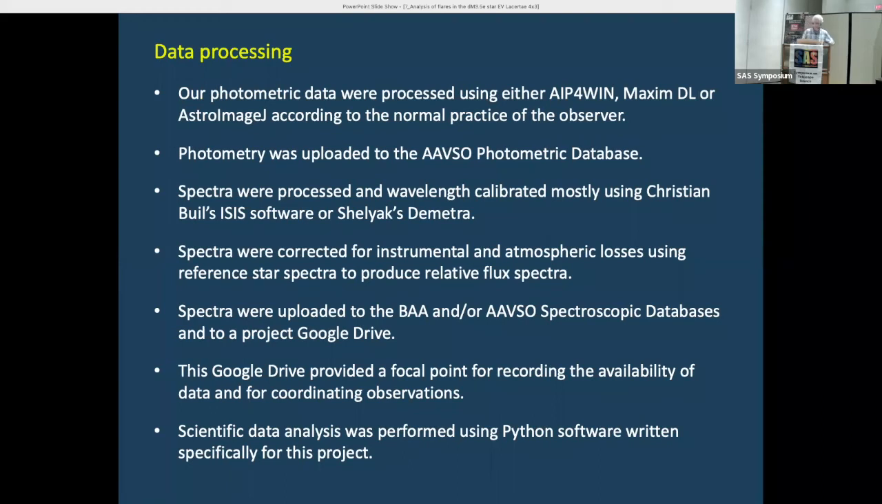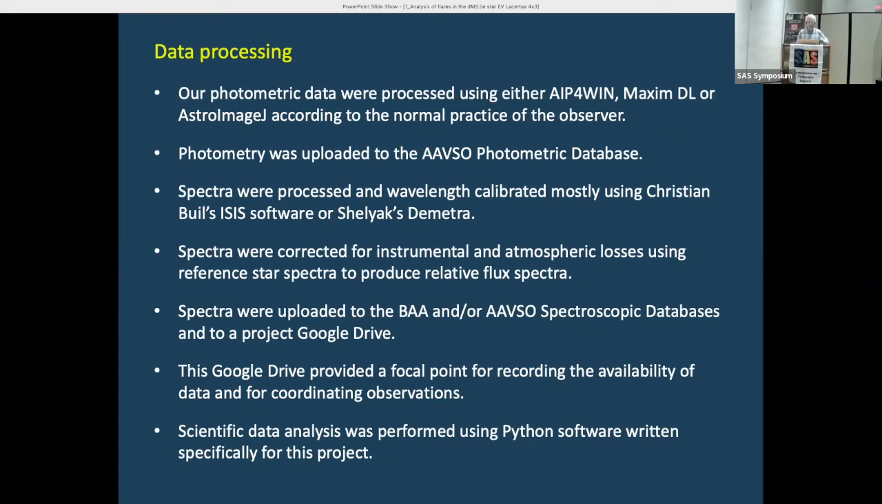So processing the data. Our photometric data was processed by the observer using whatever package they're familiar with, typically either AIP for Windows, MaximDL, or AstroImage-J. Photometry was always uploaded to the AAVSO database, so it was widely available to us. Spectra were processed either with Christian Buil's ISIS software or Shelyak's Demetra, and were all corrected for instrumental and atmospheric losses using a reference star spectra, as you've described many times, to produce relative flux spectra.